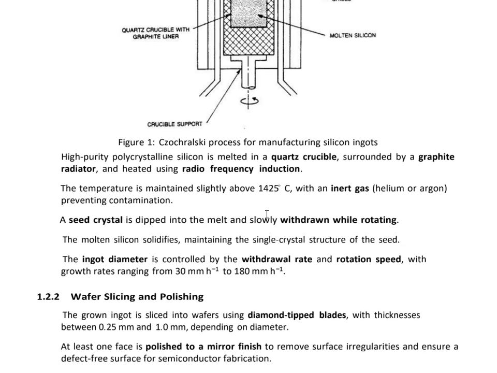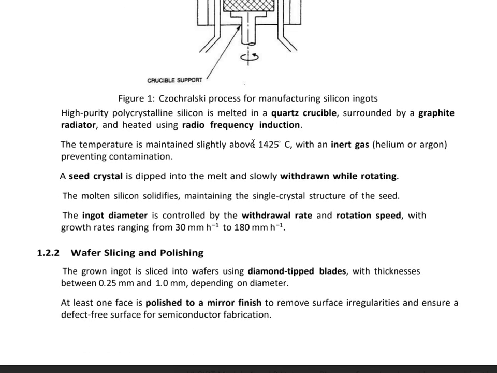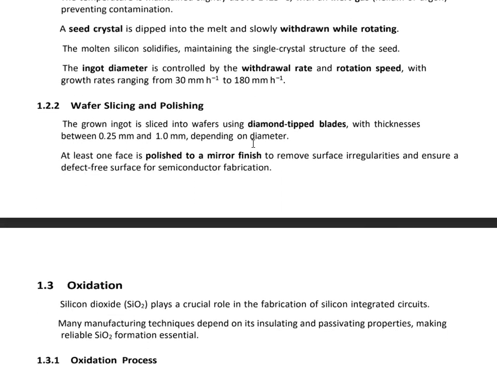Next, high purity polycrystalline silicon is melted in this quartz crucible, which is surrounded by a graphite radiator and is heated using radio frequency induction. Whenever the seed crystal is dipped into the melt and slowly withdrawn while rotating, the silicon solidifies, maintaining the single crystal structure of the seed. And next is wafer slicing and polishing.